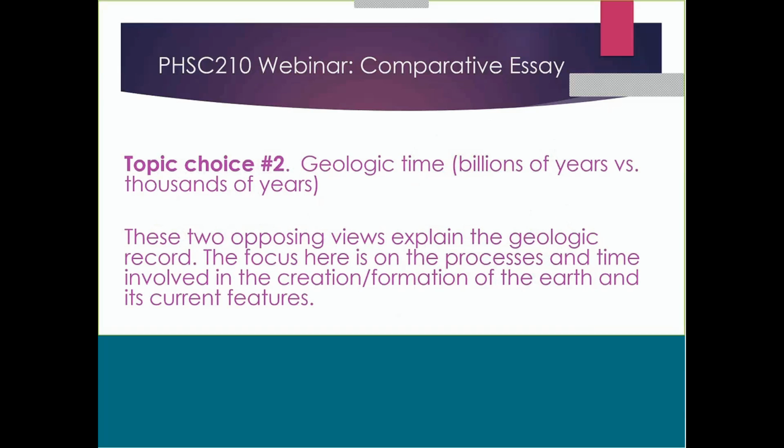That would be topic choice number two. These two opposing views explain the geologic record. The focus here, and this is important, what I'm saying here tonight, this is an important part of this essay. The focus here is on the processes and time involved in the creation and formation of the Earth and its current features. And I would also add the focus is on sequence, that there might be different sequences of events happening as well. So the amount of time certainly is a difference, something to compare and contrast, the processes that formed the geologic record, and finally the sequence in which they happened.